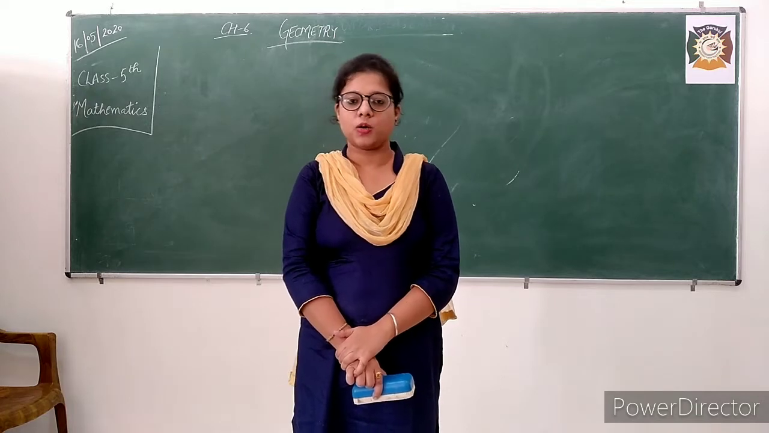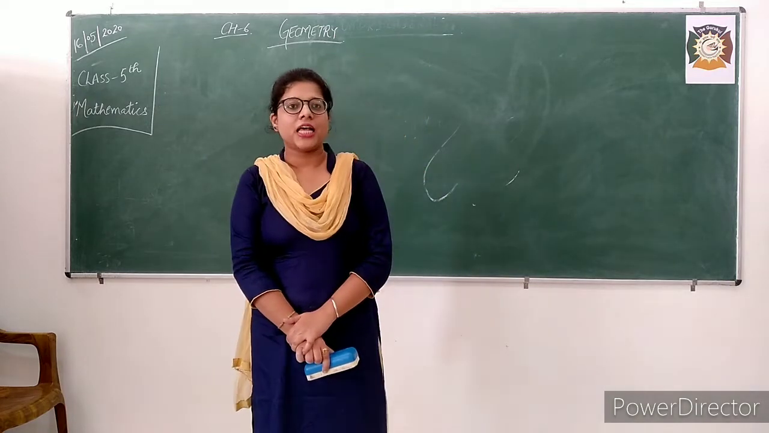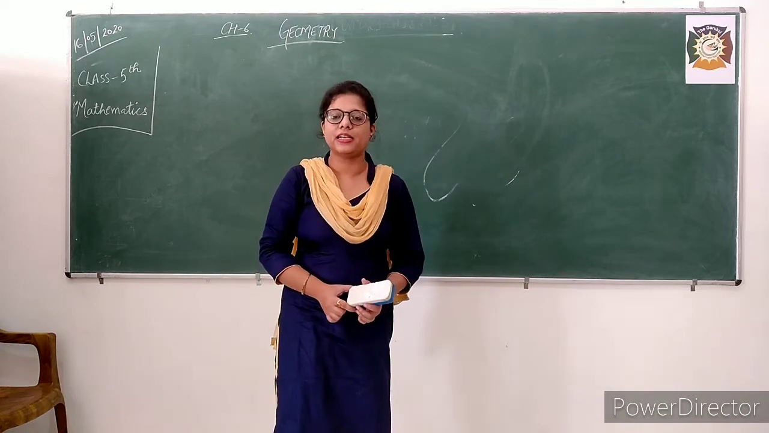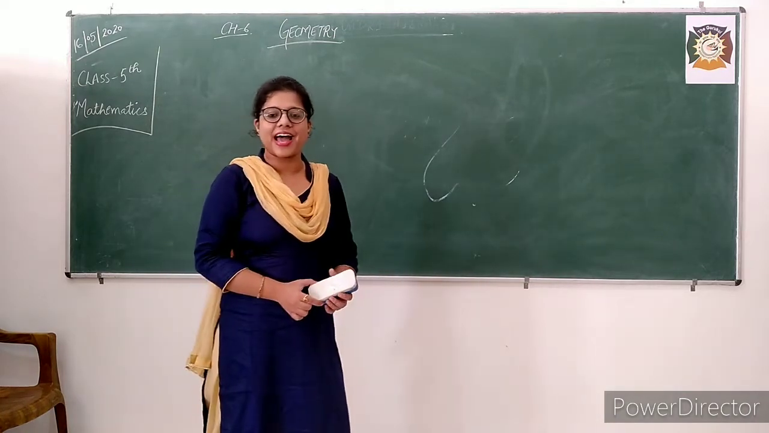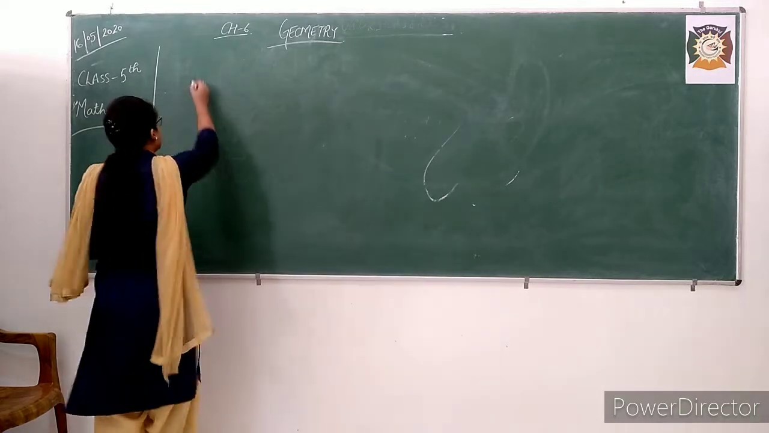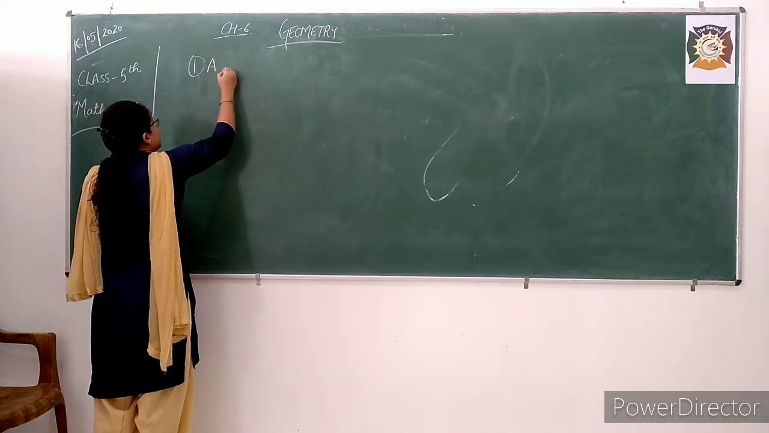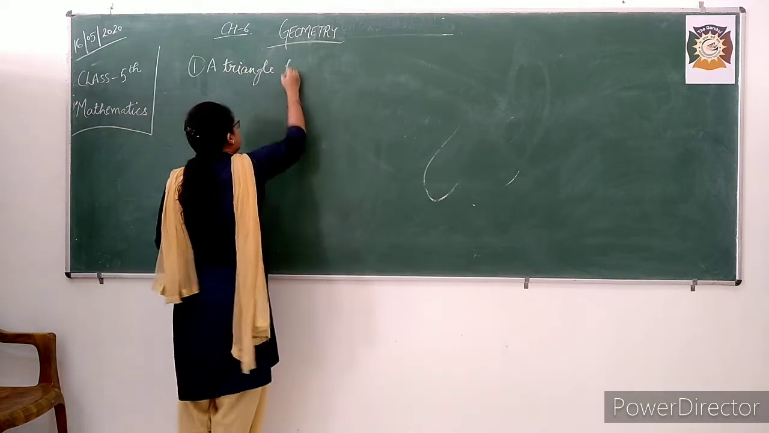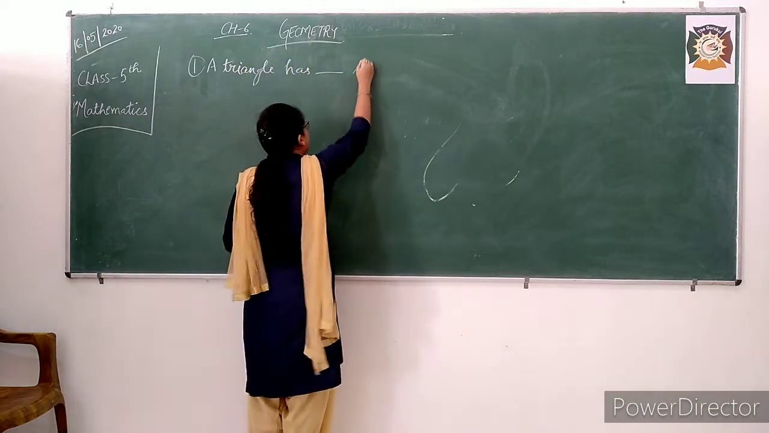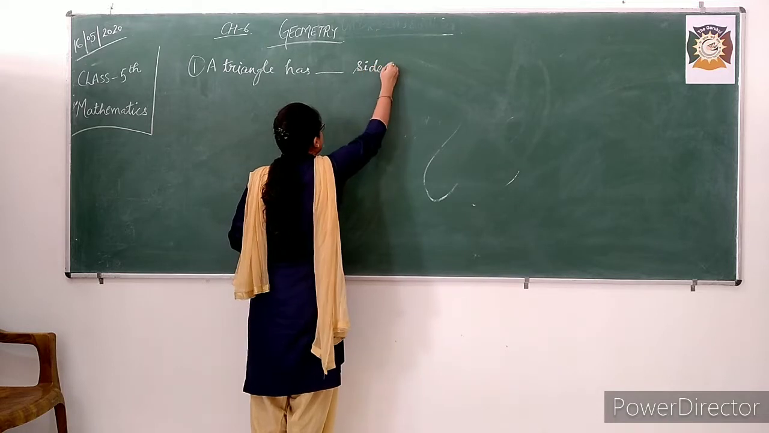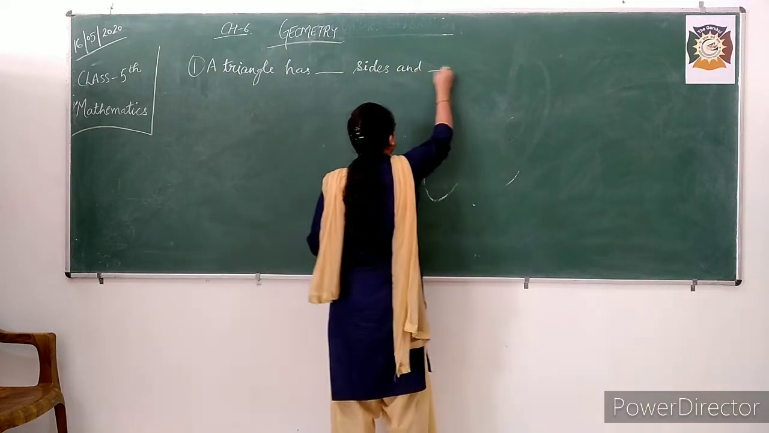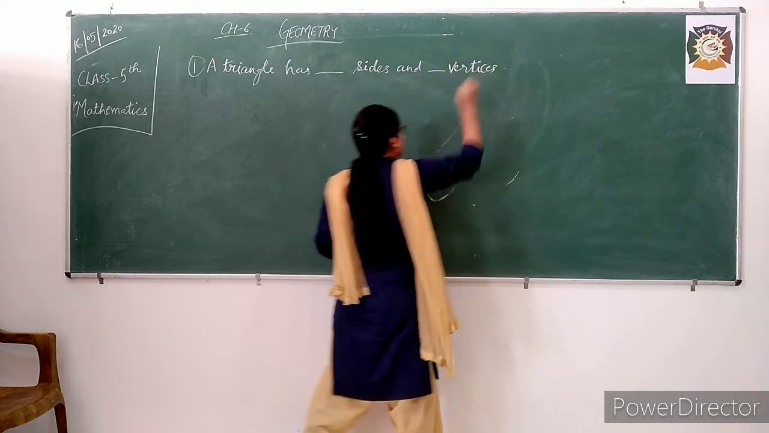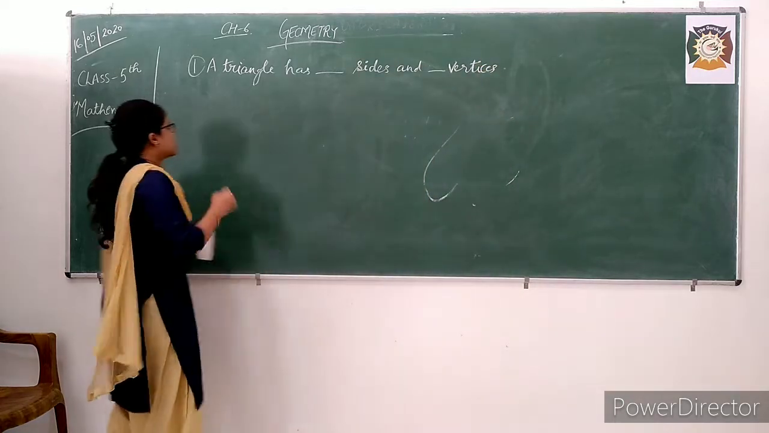Exercises today. Okay, so the very first point that we are going to discuss is: a triangle has how many sides and vertices. First point is, a triangle has dash sides and dash vertices. Okay, students? So let's first remember what is the shape of a triangle.